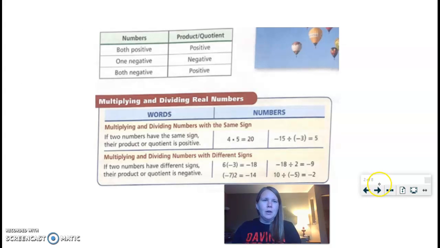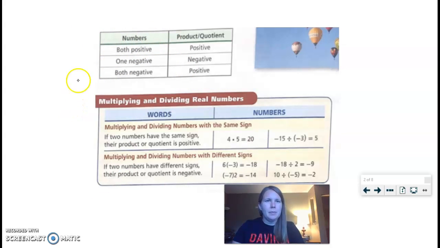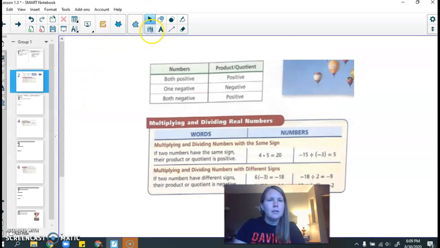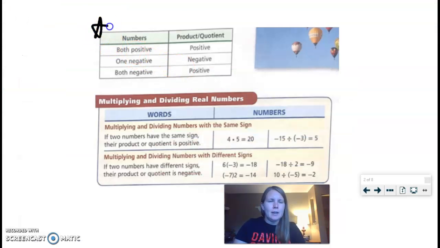Alrighty. So talking about your product or your quotient, here's your basic key. It's a pretty basic key, but it makes it simpler in a sense. If the numbers are both positive, your answer, your product or quotient, is going to be positive. If one is negative, your answer is going to be negative. And if both the numbers are negative, your answer is going to be positive. So that's basically the biggest understanding.